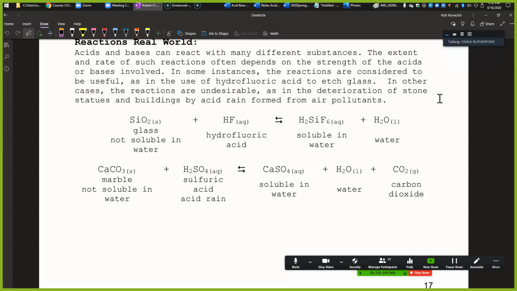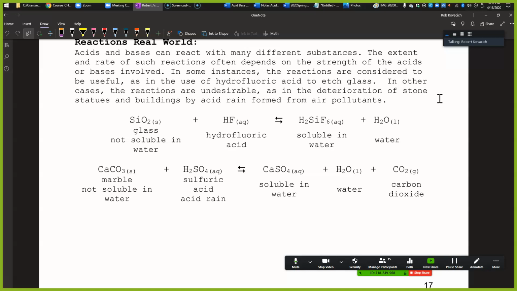Yep, scuba thing. Okay, so here are a couple of acid-base reactions that you could find happening out and about. The first one is silicon dioxide, so that's just glass, and then hydrofluoric acid. Hydrofluoric acid is an interesting acid because it actually dissolves glass. That's not something that the other acids have the ability to do.